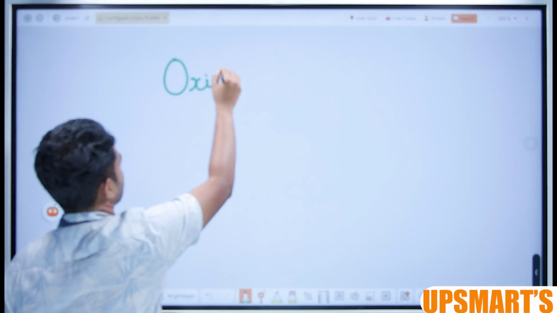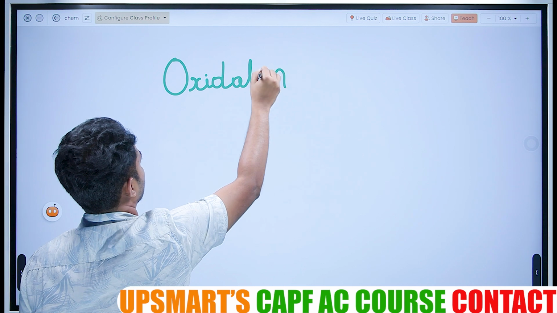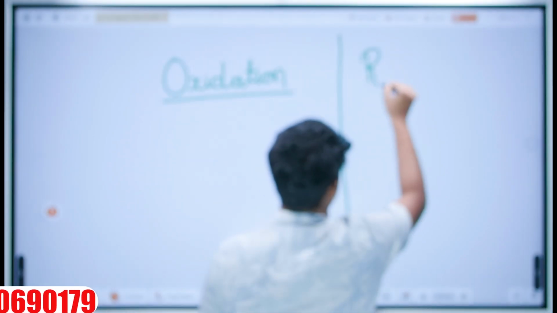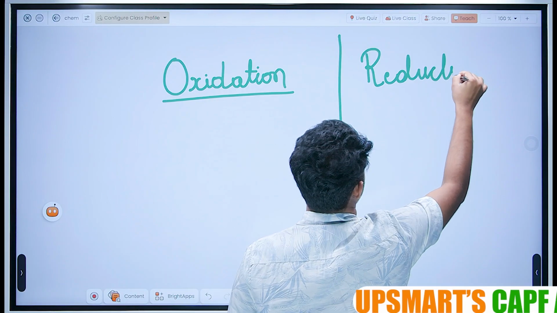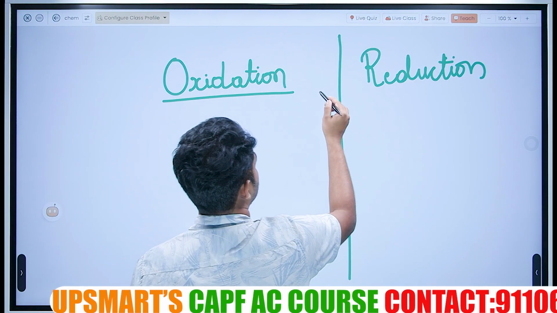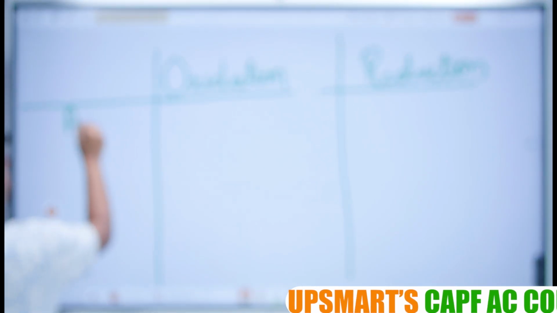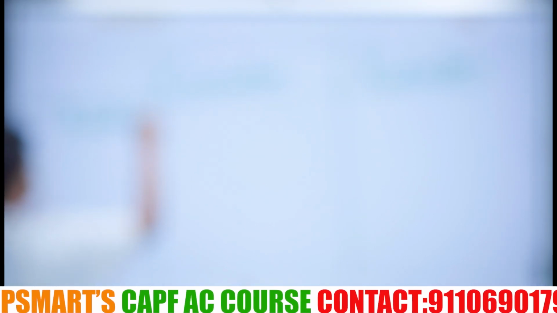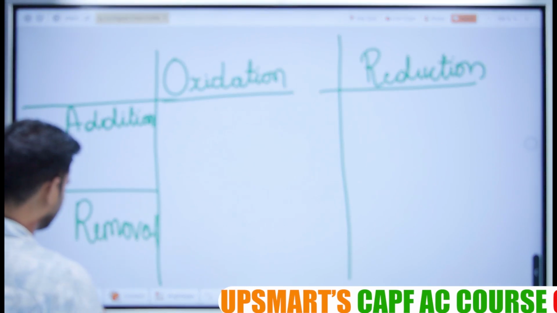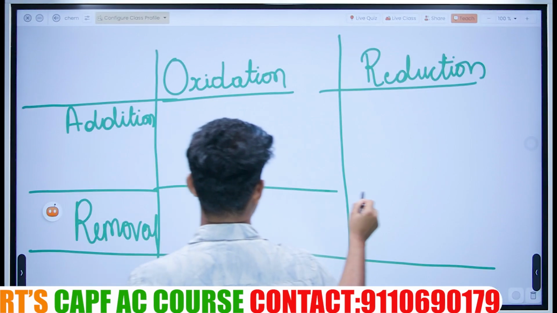Two kinds of reactions are there. One is oxidation. The other one is reduction. Now the additions. I'll tell you what an addition is, and what is removal. Addition and removal: both of them add and remove an element or a compound.